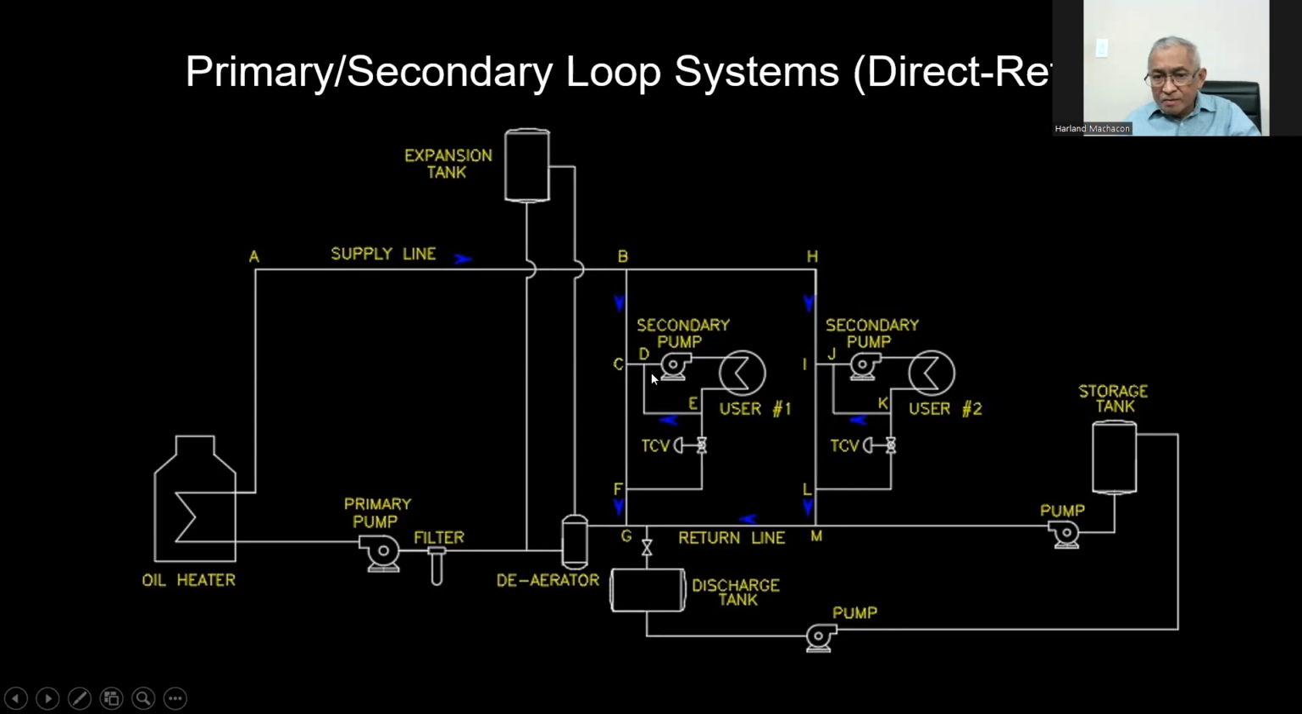And once you need to reduce the temperature, we recycle part of that oil here. Instead of letting it through, we recycle it back to the suction of the secondary pump so that the temperature here will have a mixture of lower temperature going to your user. So that will be the type of control. And this is direct return.